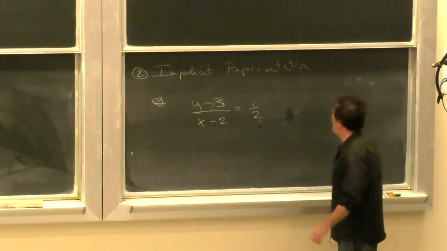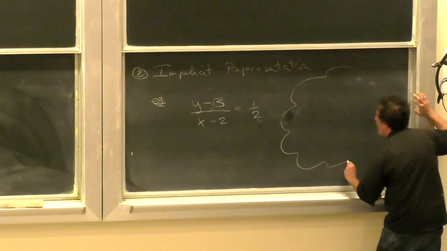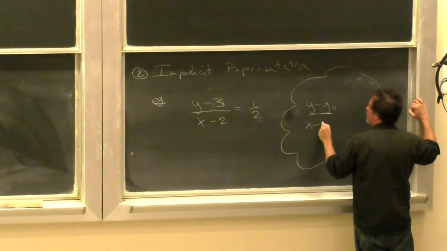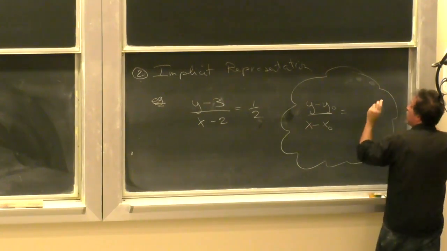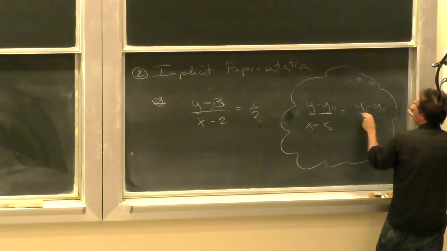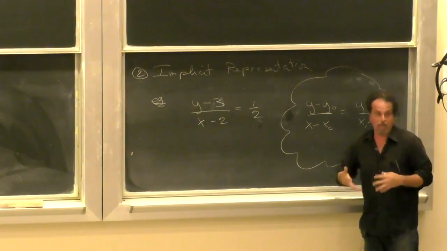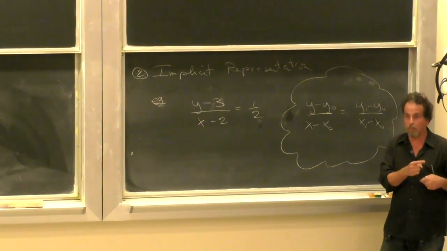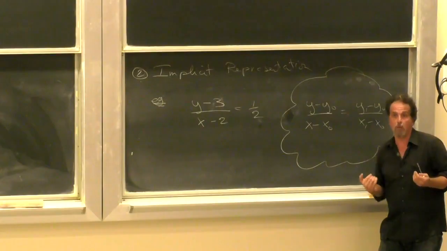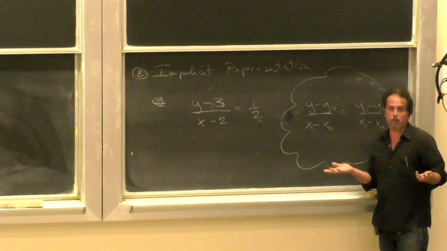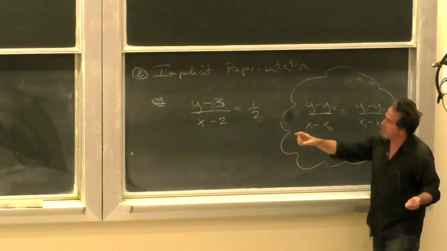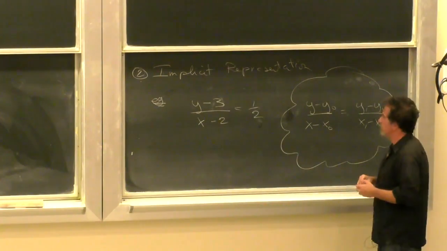Do you remember the point-point form of the line? A little bubble of memory going back, dusting off the cobwebs. y minus y0 over x minus x0 equals y1 minus y0 over x1 minus x0. If you were given 2 points, x0 comma y0 and x1 comma y1, this is the equation for the line that goes through those 2 points. This is called the point-point form of the line. That's the slope-intercept form of the line over there.